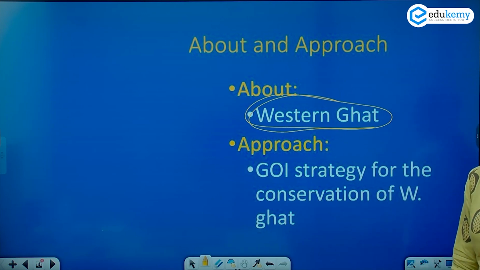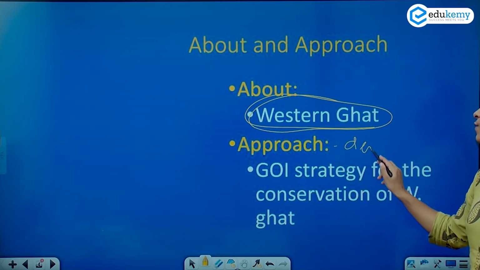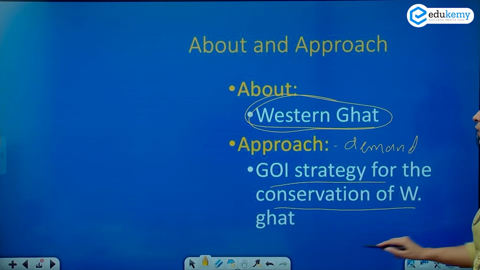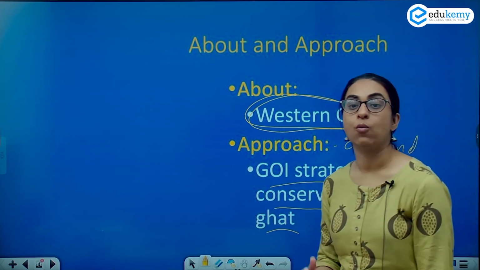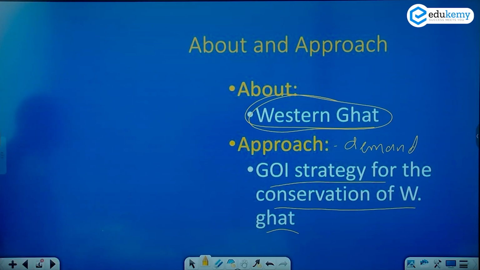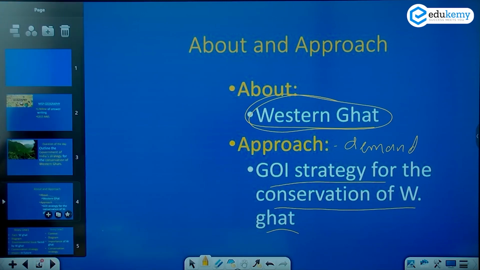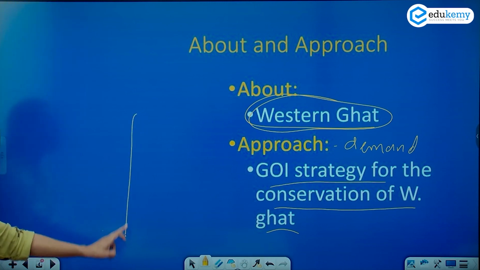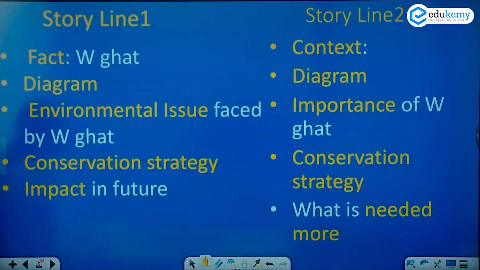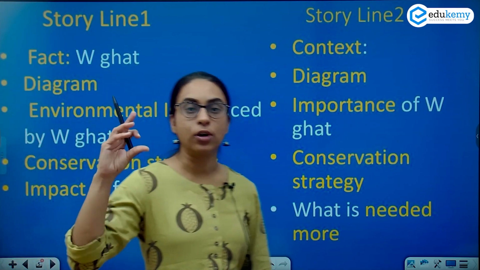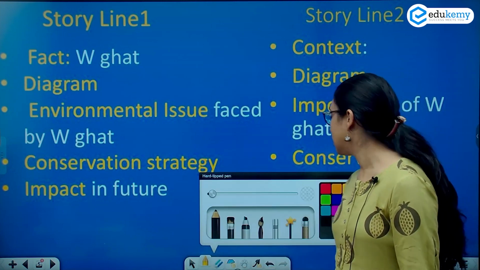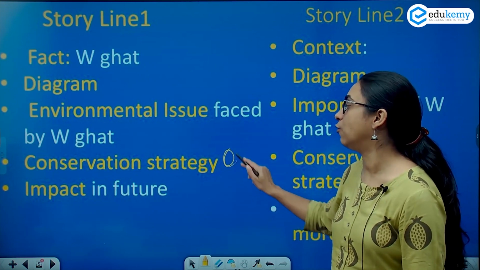And what is the demand of the question? The demand is that we have to point out the Government of India's strategy for the conservation of the Western Ghat. Whatever steps, whatever strategy the Indian government follows for the conservation of the Western Ghat, that we have to write. When we know the demand, what should we write first and what later comes into picture. The introduction and the conclusion are the story changers. The body remains the same: the strategy of the Government of India.